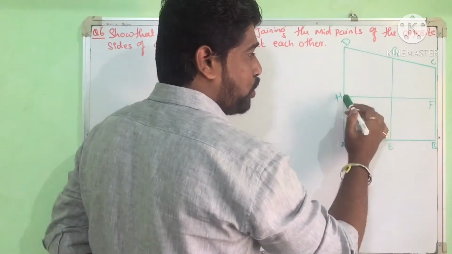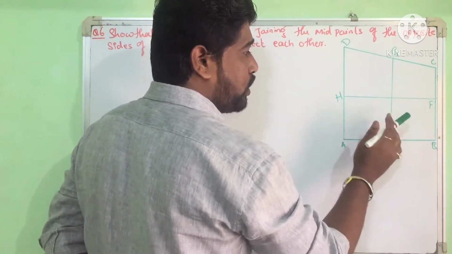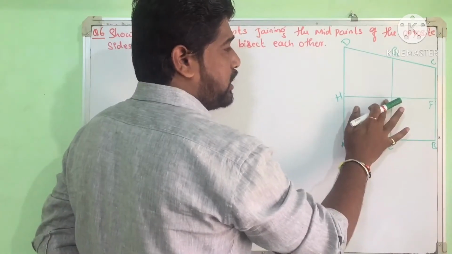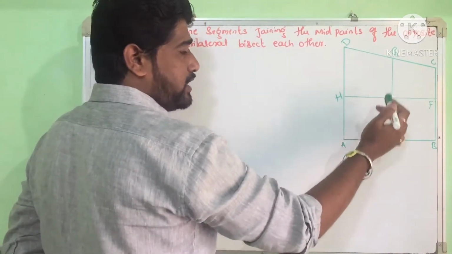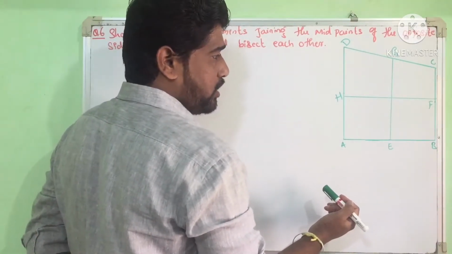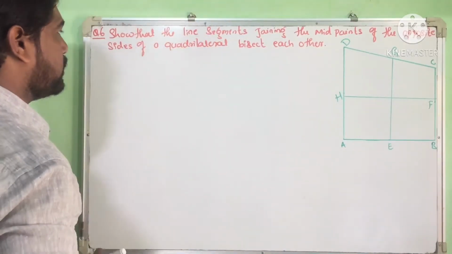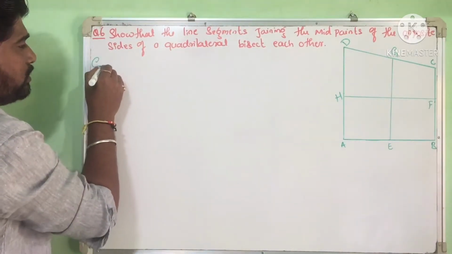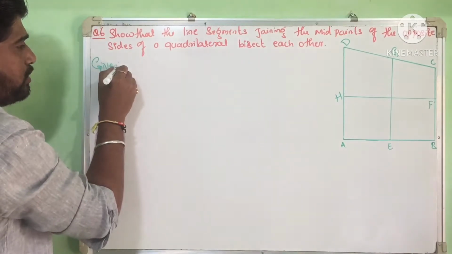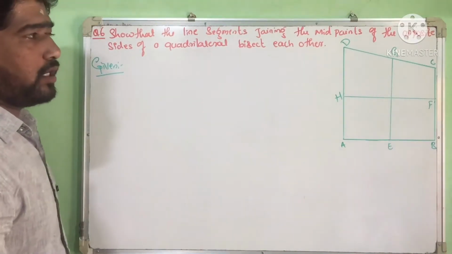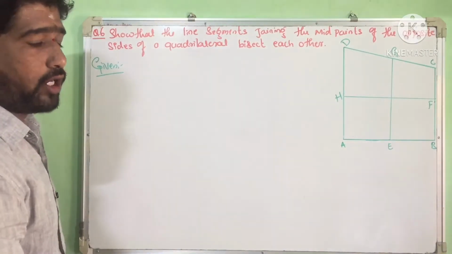So here we frame the two line segments, right? So these two line segments bisect each other. We want to show these two line segments bisect each other. Is it clear? So first write down given. So what is given here? Quadrilateral. They have given a quadrilateral, right?